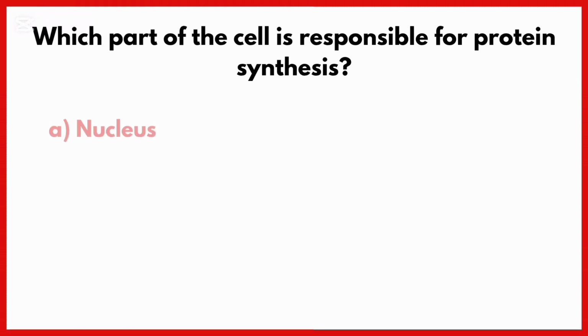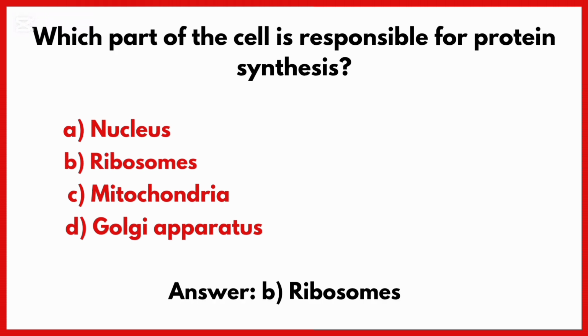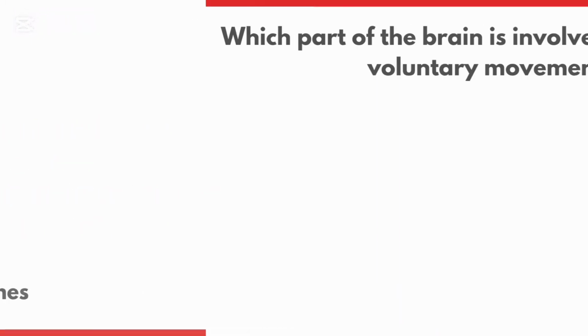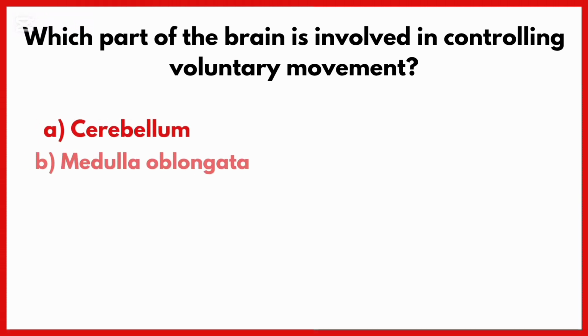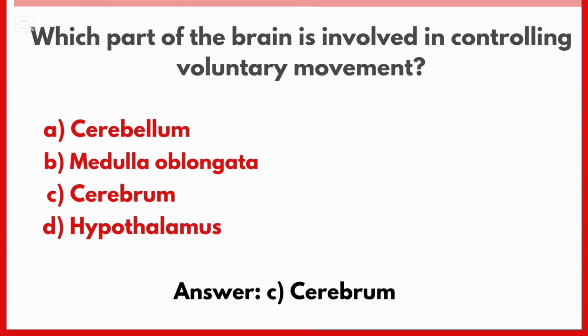Which part of the cell is responsible for protein synthesis? Correct answer is option B, ribosomes. Which part of the brain is involved in controlling voluntary movement? Correct answer is option C, cerebrum.